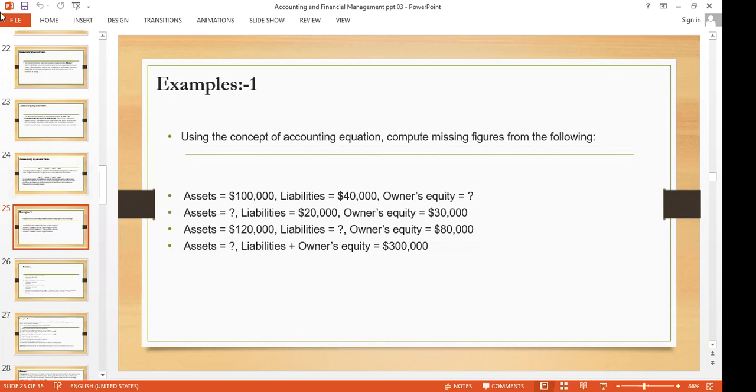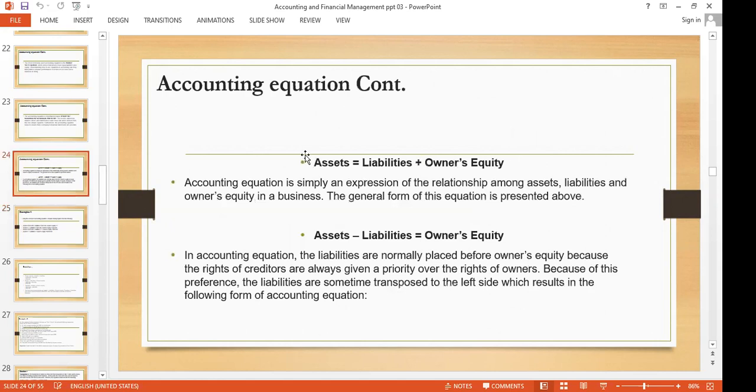First one: assets 100,000, liabilities 40,000. What is the owner's equity amount? Please use this equation, the first equation.